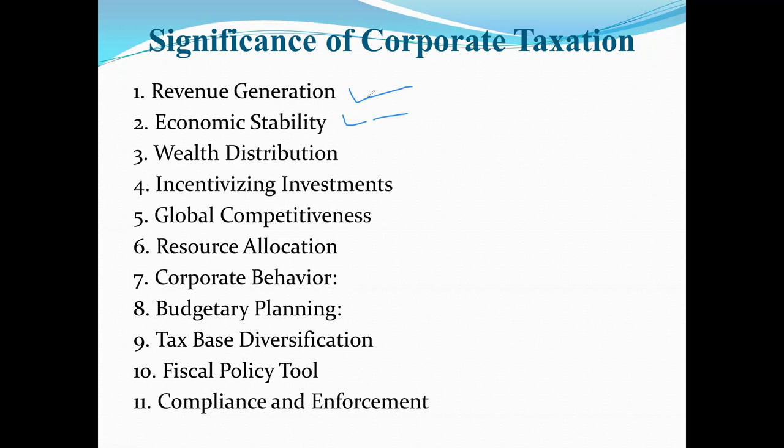Help of income tax. Okay, wealth distribution. So what will the government do? From the person from whom the government is collecting tax, more tax the government will collect. And the poor will be given things free of cost.